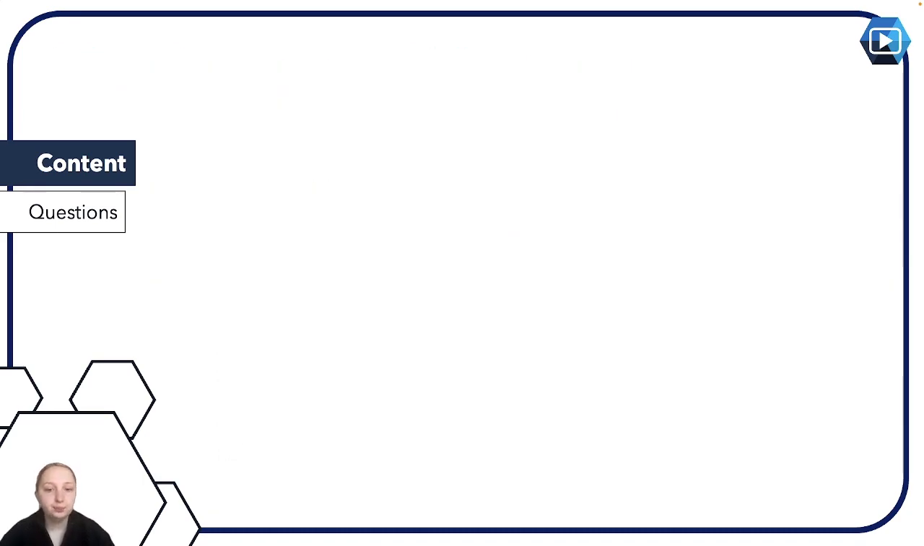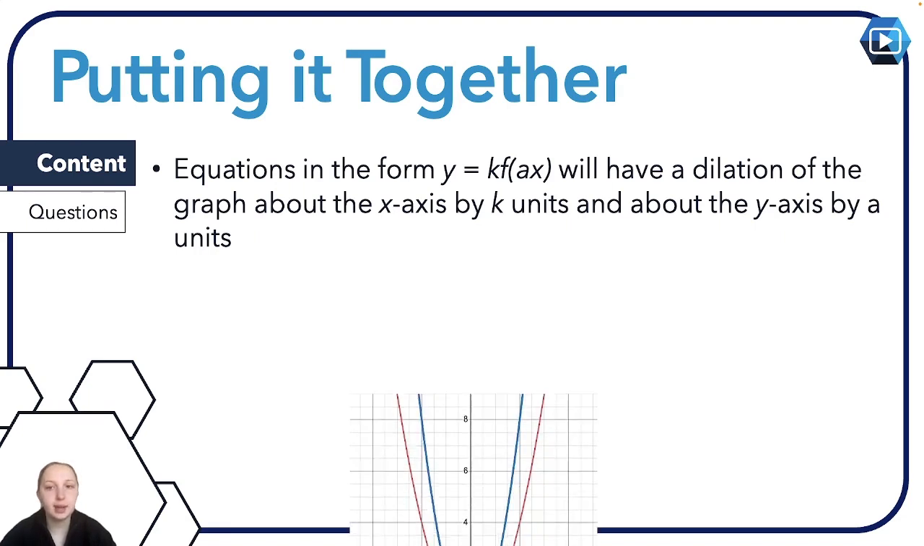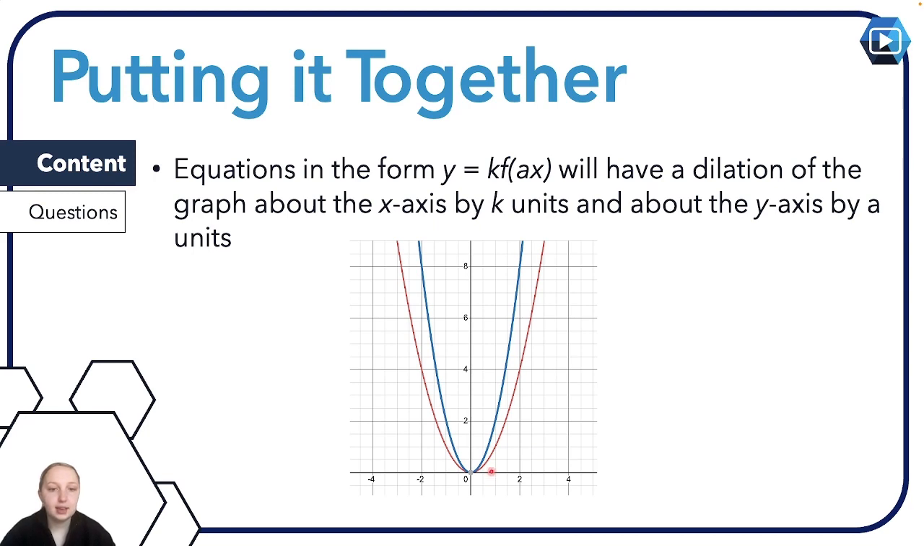Putting these together, we notice equations in the form y equals k f(ax) will have both a dilation of the graph about the x-axis by k units and about the y-axis by a units. If this original graph is red here, we can see that we've had a dilation about the y-axis, moving towards the y-axis. So our value for k is going to remain the same, and our value for a is the one that has changed.